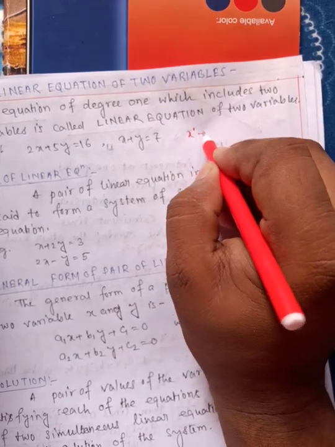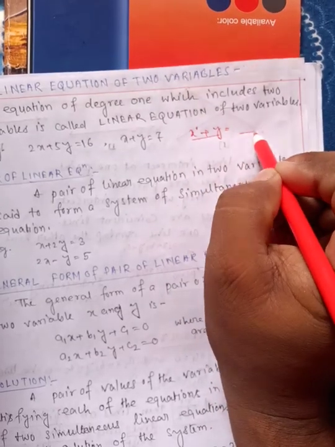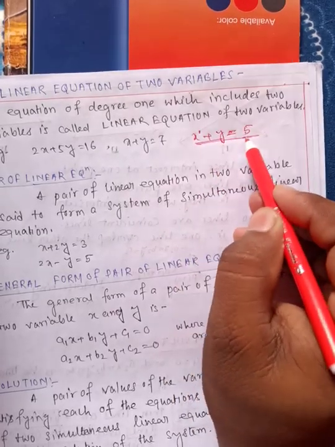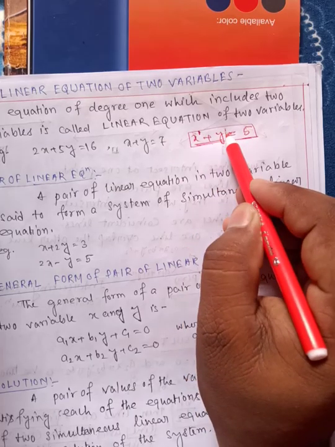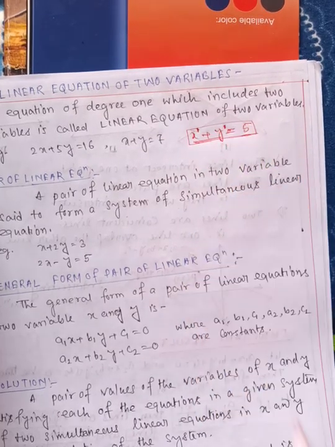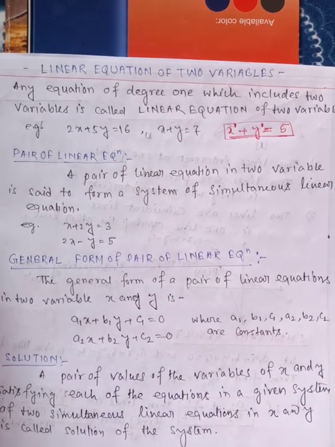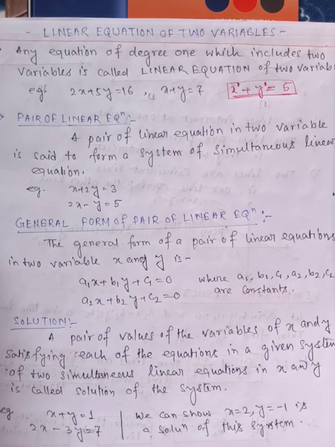Suppose x plus y equal to 5. Since it is an equation, left hand side equals right hand side. So this is a linear equation of two variables. Linear equation, why? Because the maximum power of x is 1 and also the maximum power of y is also 1. Then, pair of linear equations means what?